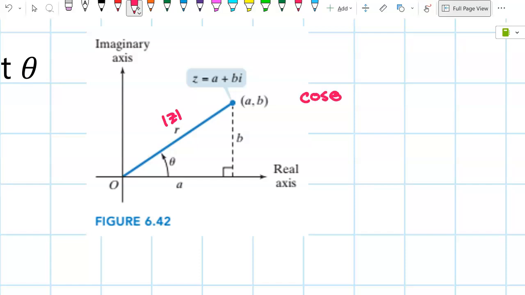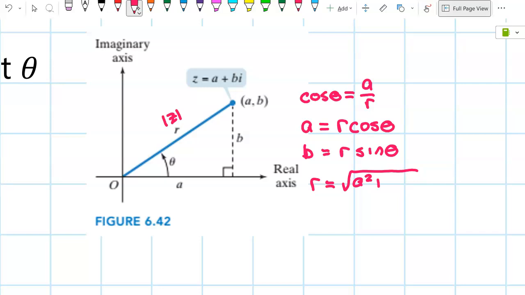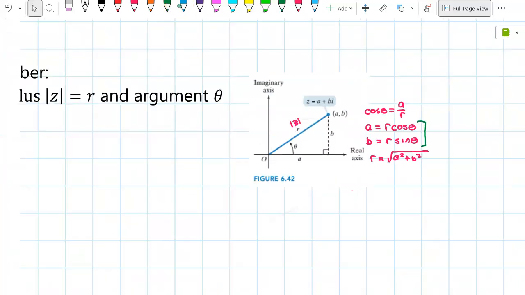So we can make the following formulas. Cosine theta would be a over r. So the a value is r cosine theta. And the b value here must be r sine theta. This is really familiar if you've studied polar coordinates. It's also true that r is the square root of a squared plus b squared, which is the formula for the modulus that we just gave you. But it's these two that we want to use right now.